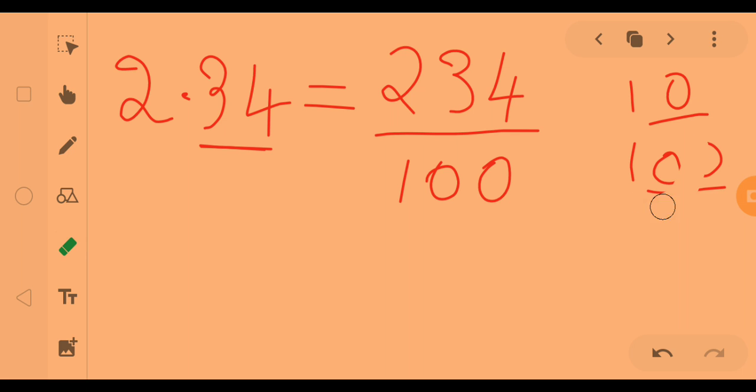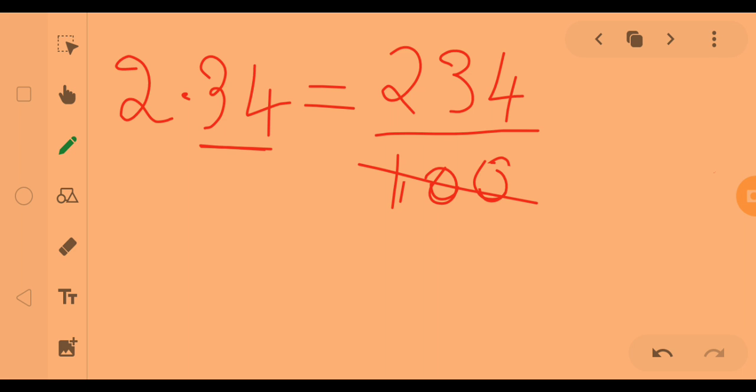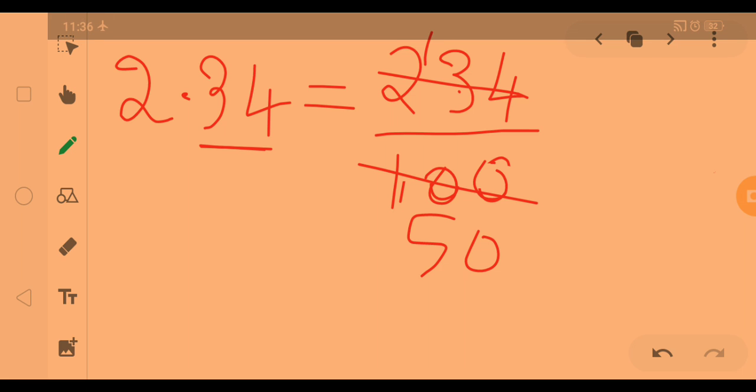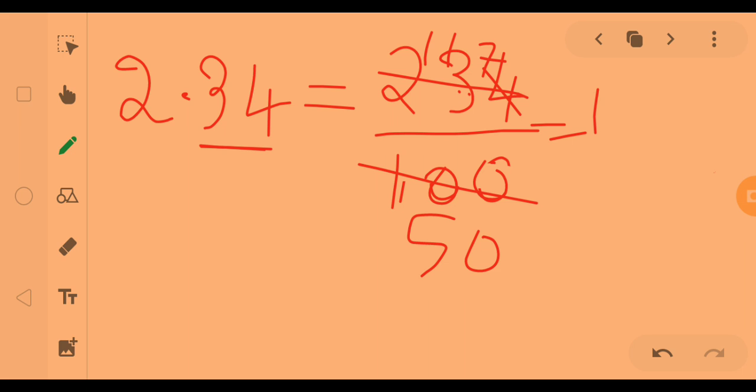Next, we will have to reduce this fraction into the lowest form. 234 and 100 are even numbers, so we can reduce first by 2. Half of 100 is 50. Then half of 234: 2 into 3, 1 time, 1 remainder. 1 and 4 is 14, in 14, 7 times. So half will be 117. So we get 117 upon 50, which is in the lowest form.